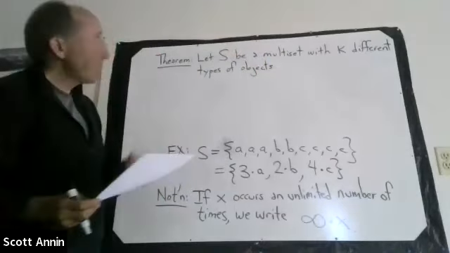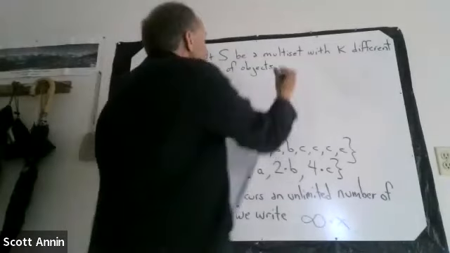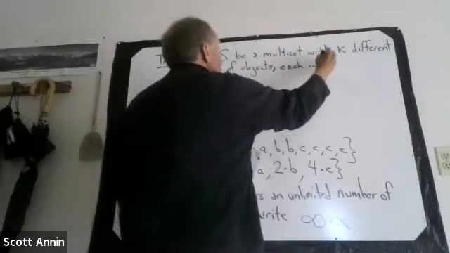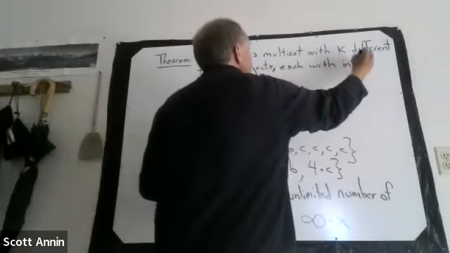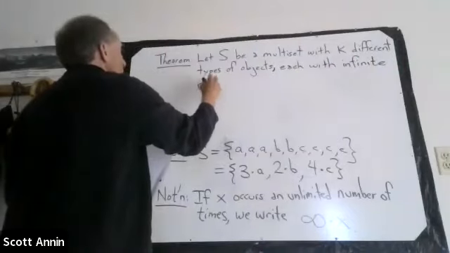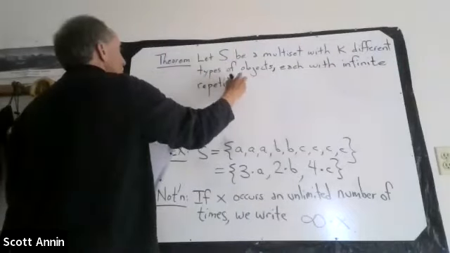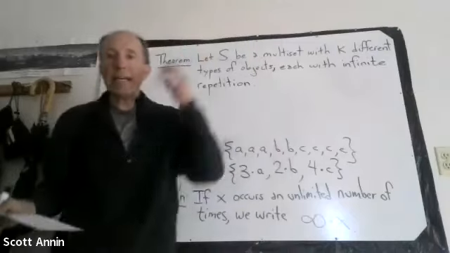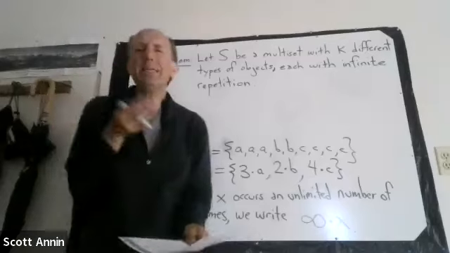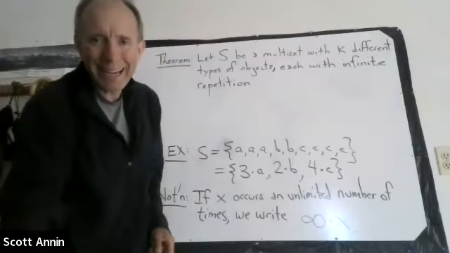So let's just suppose that there are K different types of objects. Let's suppose that each of them is with infinite repetition. So we have infinitely many A's, infinitely many B's, infinitely many C's, and so on. We can take as many of each object as we want, right?